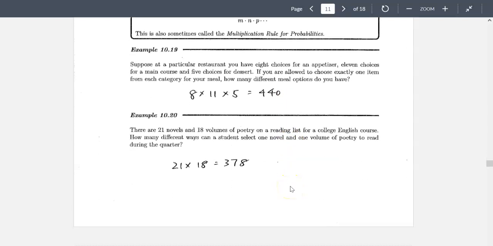Same thing here. There are 21 novels and 18 volumes of poetry on the reading list. How many different ways can students select one novel and 1 volume of poetry to read? So it'd be 21 times 18.